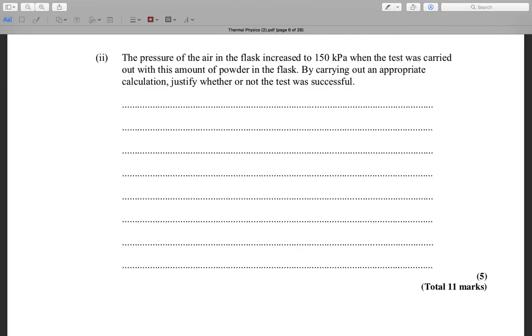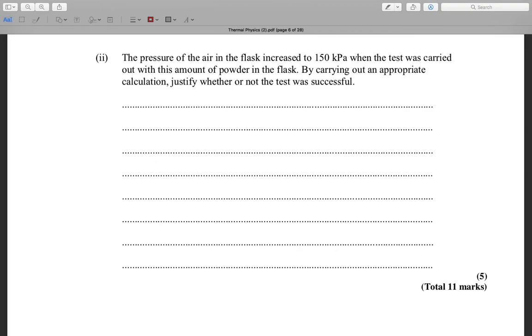The pressure of the air in the flask increases to 150 kilopascal when the test was carried out with the amount of powder in the flask. By carrying out an appropriate calculation, justify whether or not the test was successful.